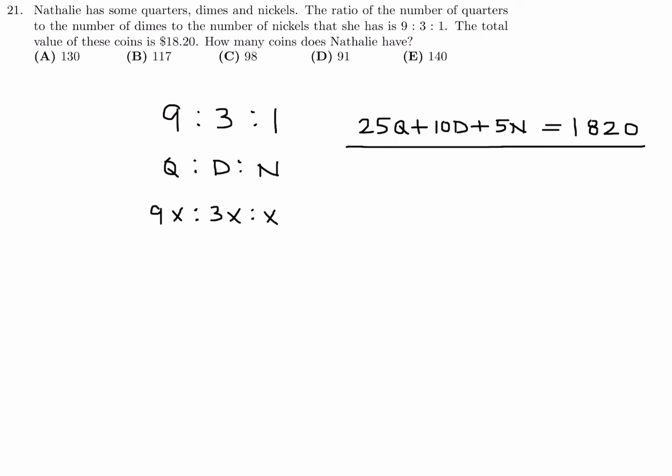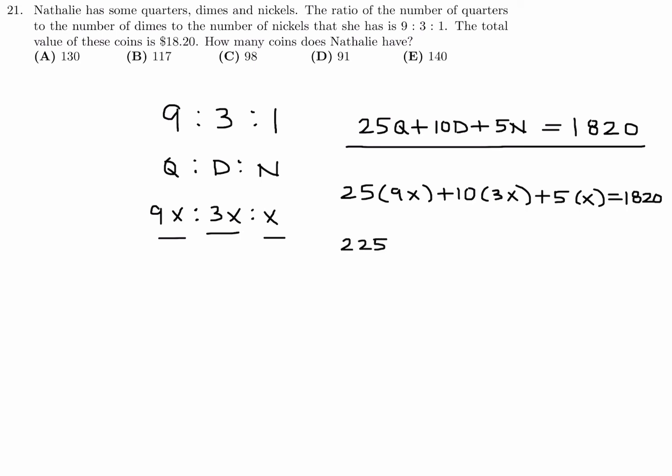Now, we know that the number of quarters is 9x. The number of dimes is 3x. And the number of nickels is just x. And that is 1820. So if you multiply this out, you get 225x plus 30x plus 5x is 1820. And this whole side totals 260x, and that's of course 1820 again. And if you divide through, you get x is equal to 7.